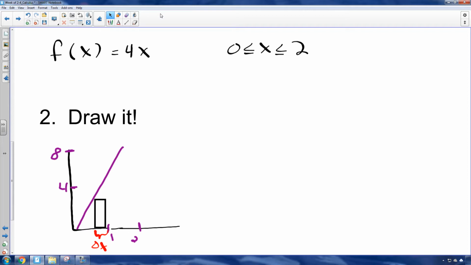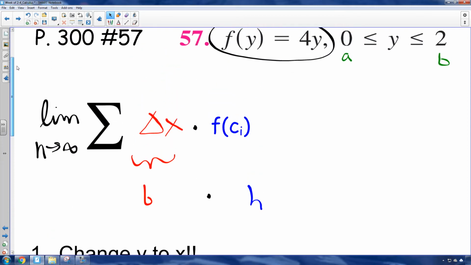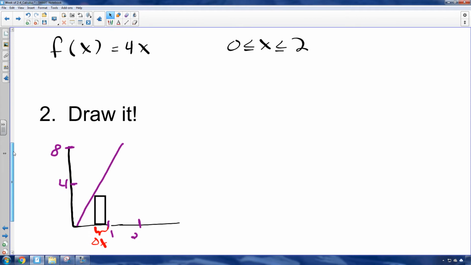What you really want to do is figure out how wide the bars are. If we're going from 0 to 2, how wide is our whole region? It's 2 units, right? From 0 to 2. We've been calling these A and B, right? So you might find a formula that says B minus A over N. If this is A and this is B, the region is B minus A, which in this case is 2. And we want to divide that by the number of bars, which is N.